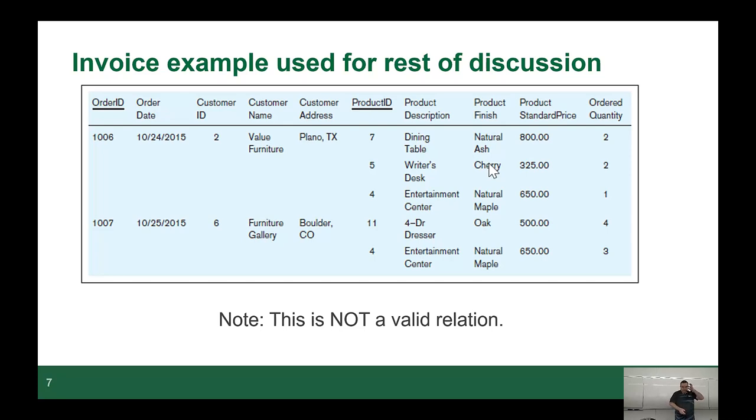All right. So I have an example I'm going to use for the rest of this discussion today. We're going to use one example to cover all of normalization. So for starters, this is not a valid relation. This is not a valid table. Can somebody tell me why it's not a valid table? Anybody want to take a guess? Yep, there's two IDs. But how many rows of data do we have for the two IDs?